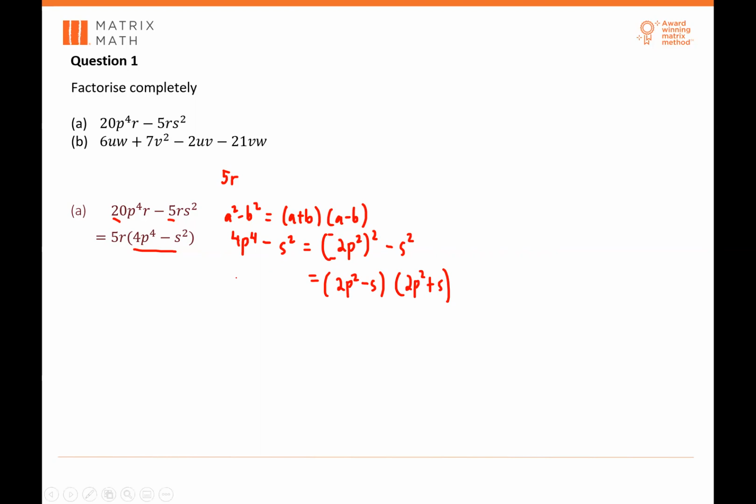Okay, so if I show the next steps, you see over here that your 4P power 4, you try to change this in terms of your squared terms. I get 2P squared to the power of 2 minus S squared. So your A is your 2P squared, your B is your S. That's how I get my answer. 5R times 2P squared plus S, and then 2P squared minus S.